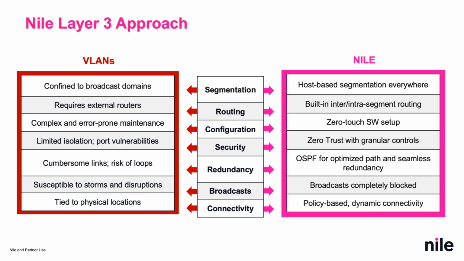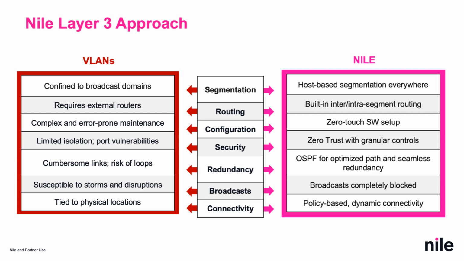VLANs also offer limited isolation, leaving networks vulnerable to lateral movement and port-level attacks. Nile embeds zero-trust principles into the architecture with features like identity-based authentication, mutual authentication, and granular access controls, ensuring no unauthorized access to the network.